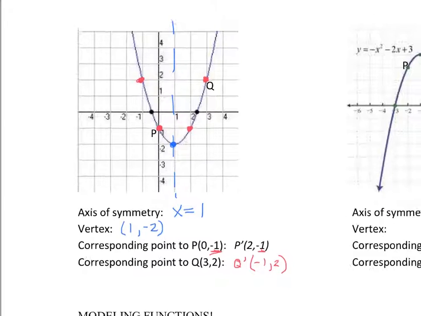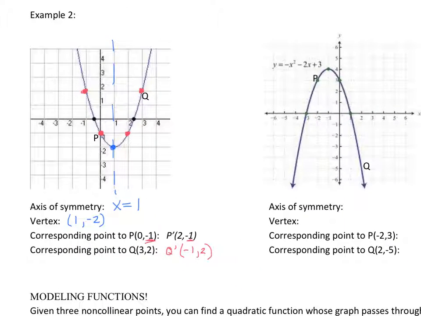Okay, tell me about the next one. What is the axis of symmetry? Go right down the middle. What is that? And how do we write it? X equals -1. What is the vertex?